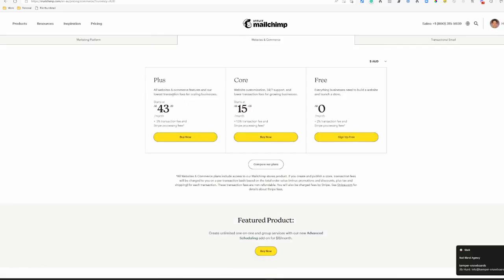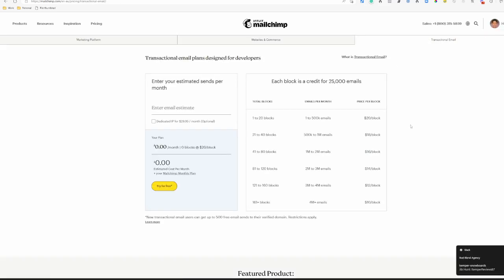You can add in some website and commerce features for extra money. And then you've got transactional email, which I guess is the flow email. You've got additional for dedicated IPs, and then you've got price per block. It's a lot, right? It's a pretty confusing kind of package. Now, I'm unfamiliar with their pricing, but I think that's just one thing to keep in mind when you're starting to compare the costs between the two.